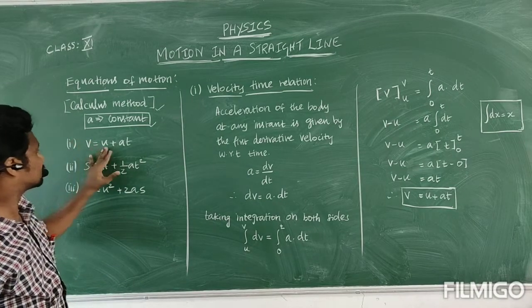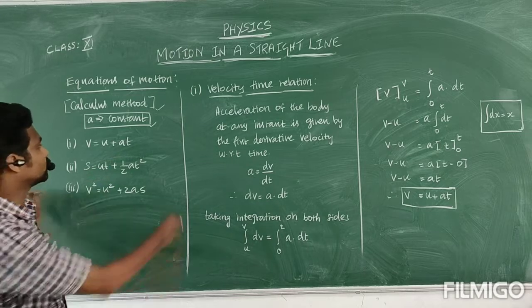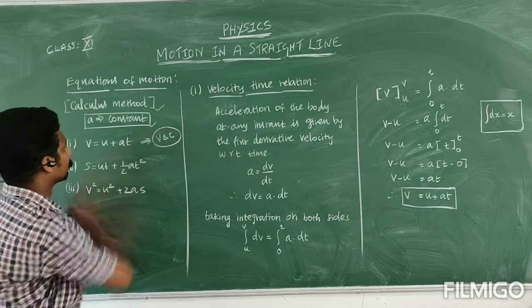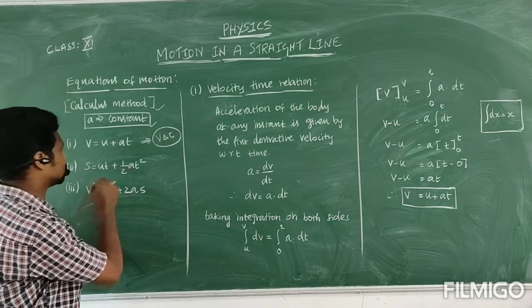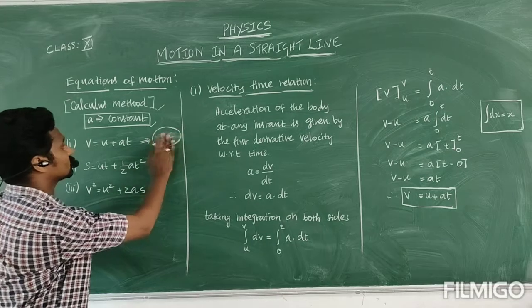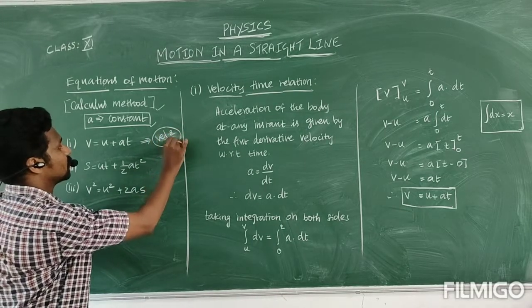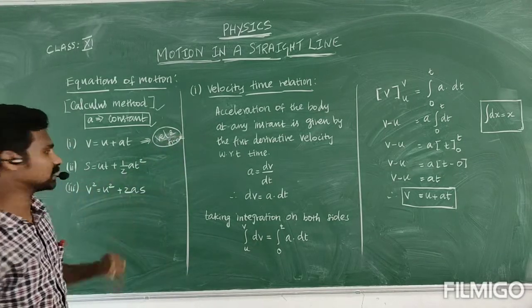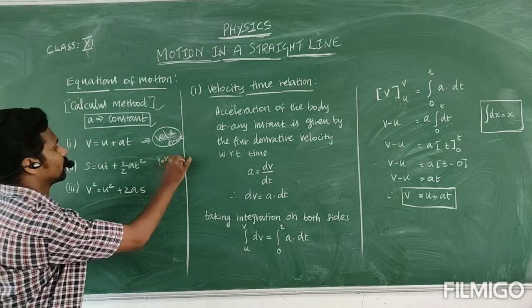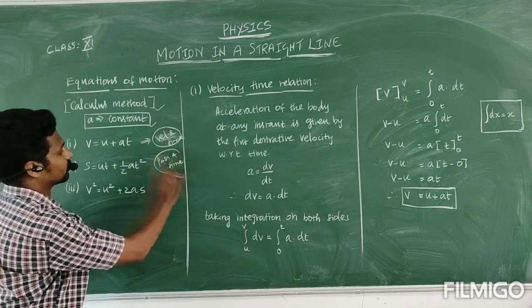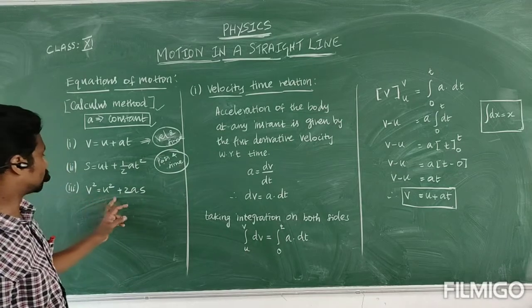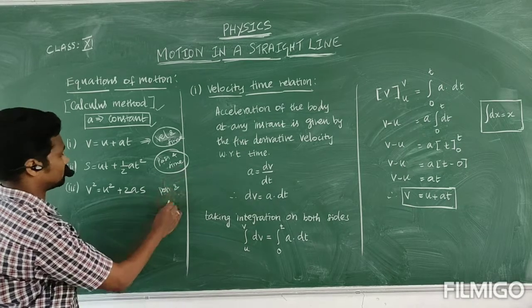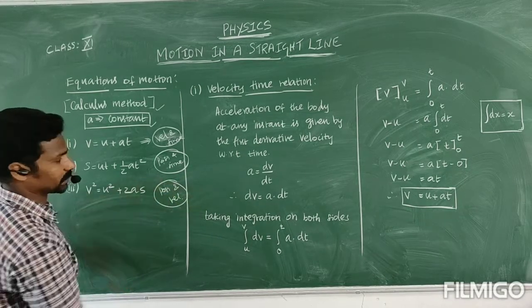The first one is the relationship between velocity and time, so simply write velocity and time relation. The second equation, s equal to ut plus half at square, is the position and time relation. And the third one, v square equal to u square plus 2as, is the position and velocity relation. It's a special name.